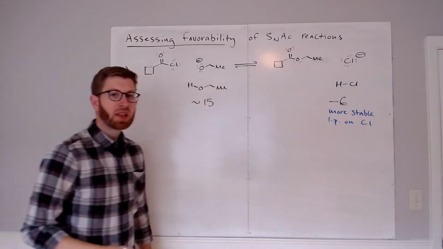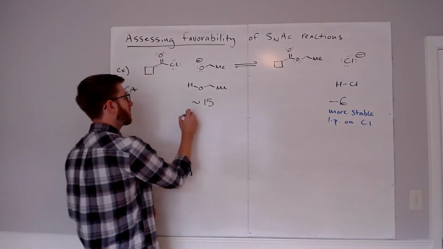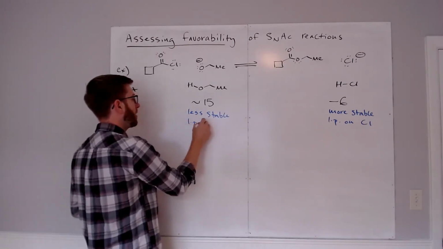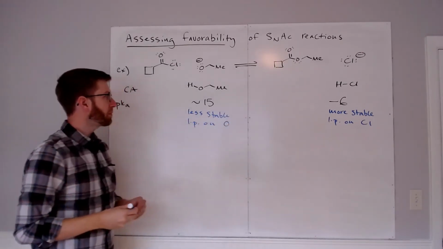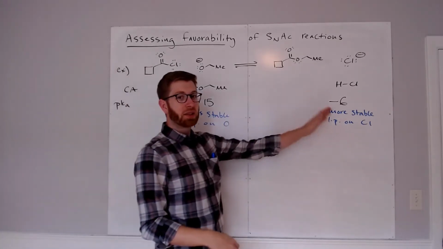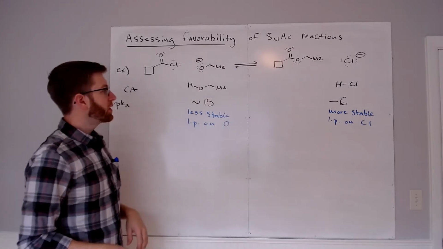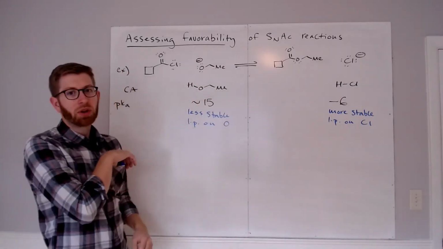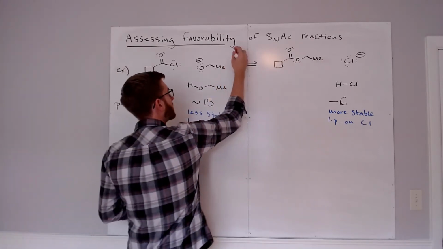Right, and especially it's that lone pair that I'm focused on. So here I've got a less stable lone pair on oxygen. Again, it doesn't matter whether they're stable or unstable, it's about relative to each other. And that tells me that I'm going to favor the right-hand side in this reaction, or the Keq will be greater than 1. So that's our first assessment.